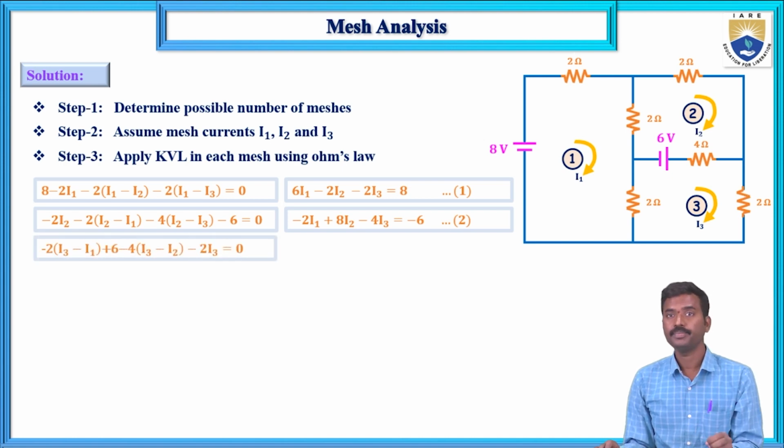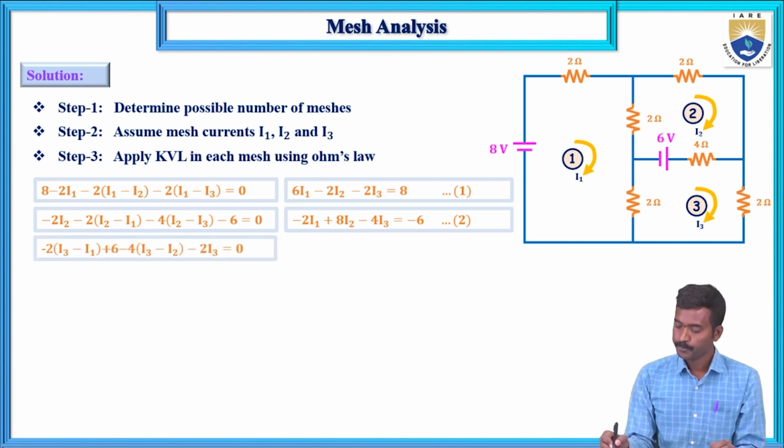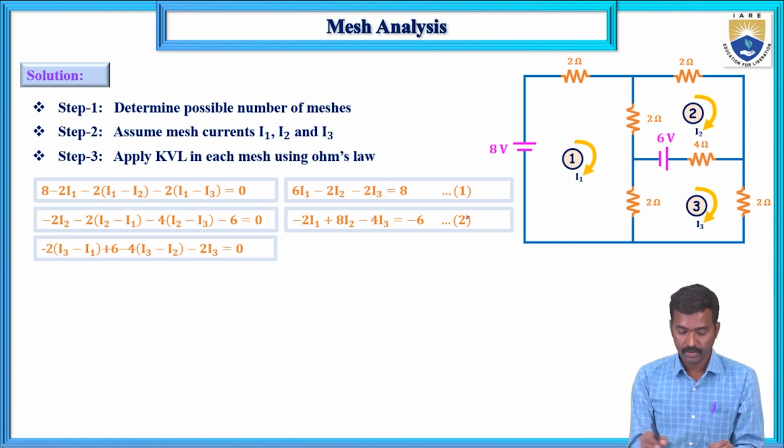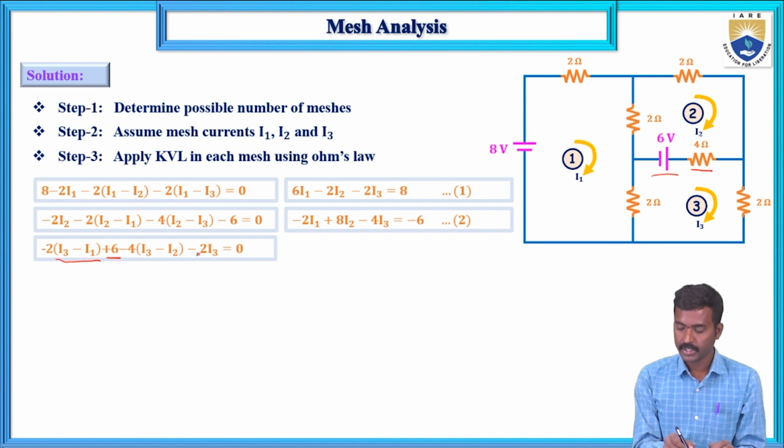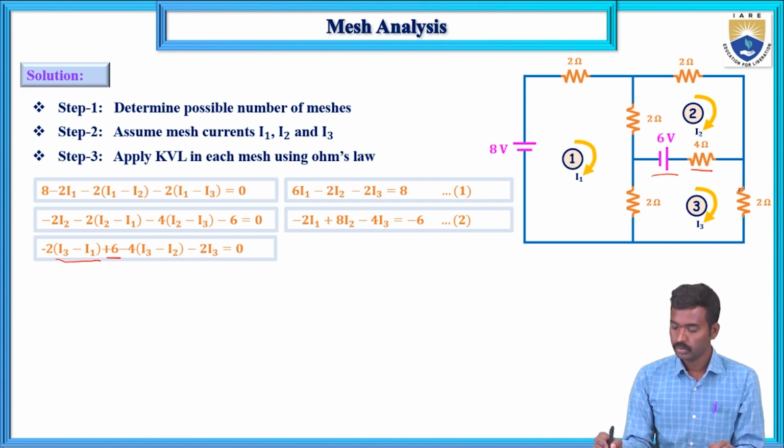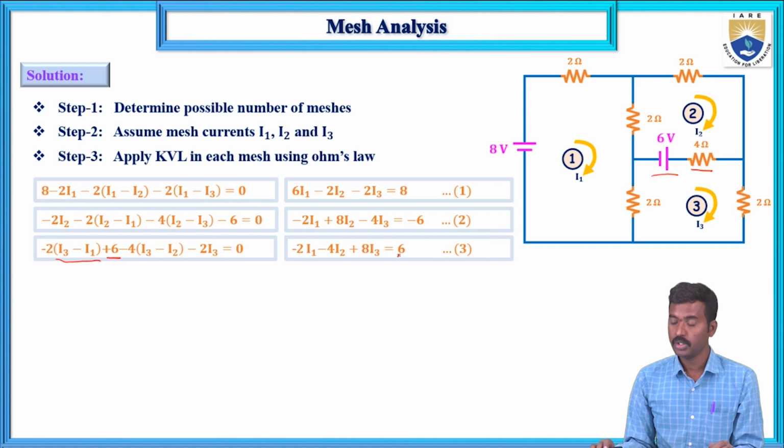Third mesh equation: minus 2 (I3 minus I1), this one, plus 6 flowing from minus to plus, a rising voltage, minus 4 (I3 minus I2), this 2 I3 equals 0. Now minus 2 I1 minus 4 I2 plus 8 I3 is equal to 6.